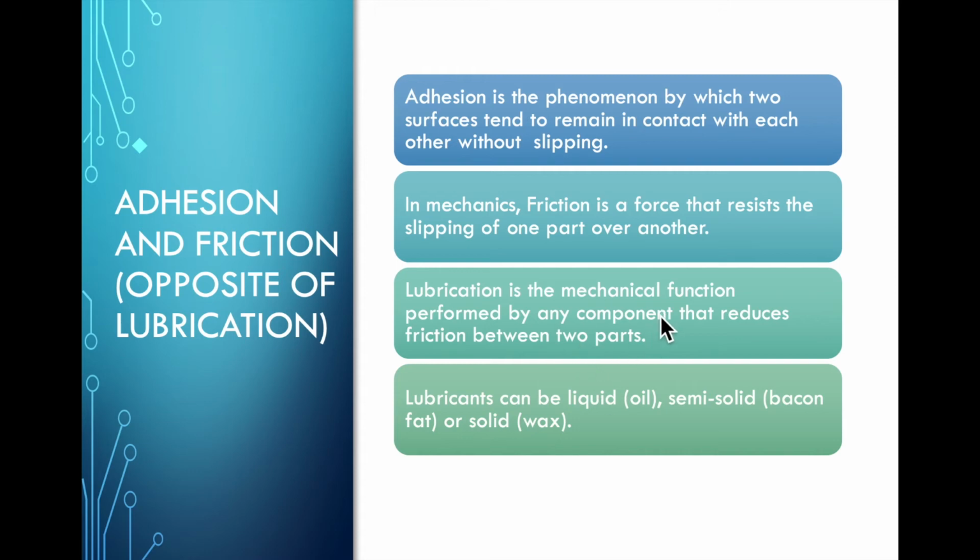Lubrication is the opposite. It's the mechanical function performed by any component that reduces the friction between 2 parts. So sometimes you don't want the parts to stick together, to have friction. You want to reduce that. So you're going to add lubrication so the parts move together more easily. Now, what kind of lubricants do we use? It could be oil, so that would be a liquid type. Semi-solid would be fat from an animal, like bacon fat. And solid, well, it says it's solid, would be wax, for example. So those are the different types of lubricants we may use to reduce friction and adhesion.